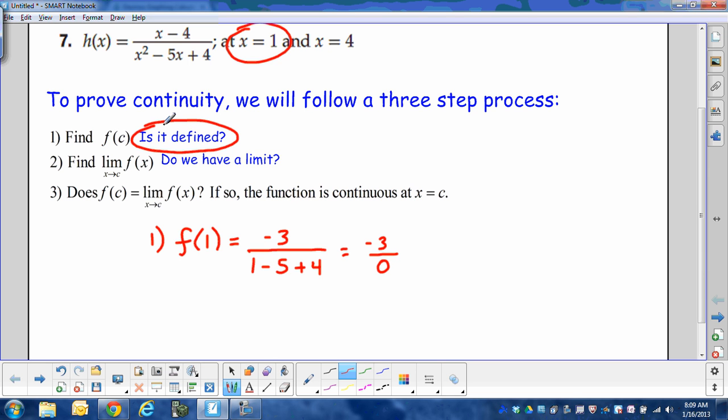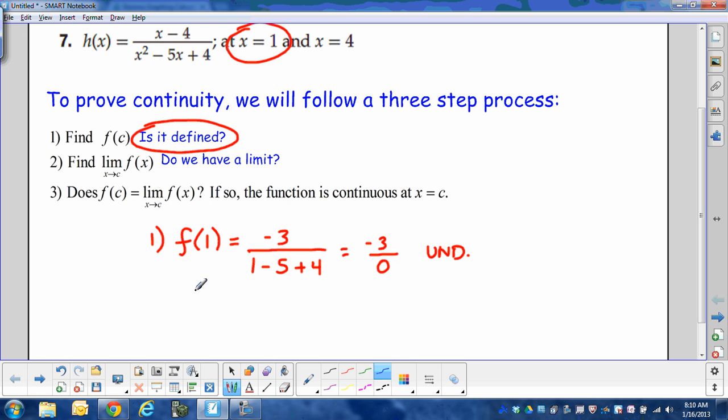Now, you'll notice I have this question here where I said, is it defined? Well, I can see right now that the answer is no, it's not defined, because I'm getting negative 3 over 0, which is undefined. So I've already determined, essentially, that this is not going to be continuous at x equals 1. It would have to be defined in order for it to possibly be continuous. Now, I can't just stop here and say, well, it's undefined there, therefore it's discontinuous. I still need to go to step 2. I have to continue proving that this is not going to be continuous at x equals 1.